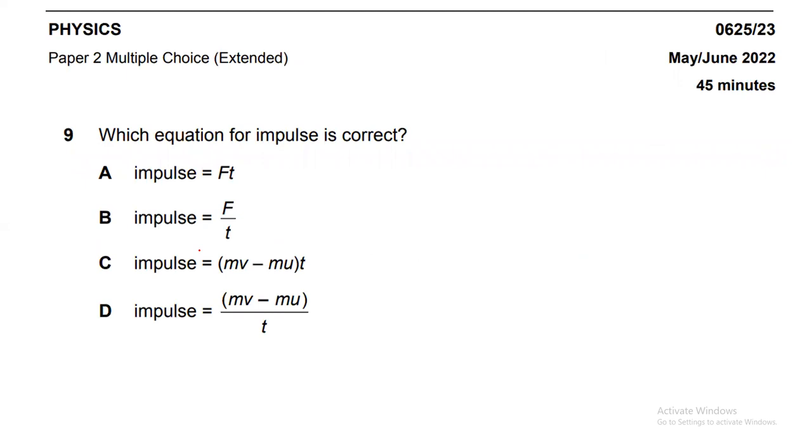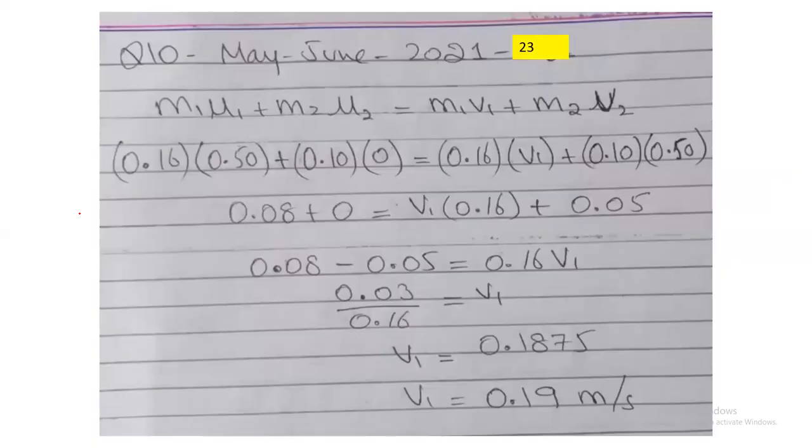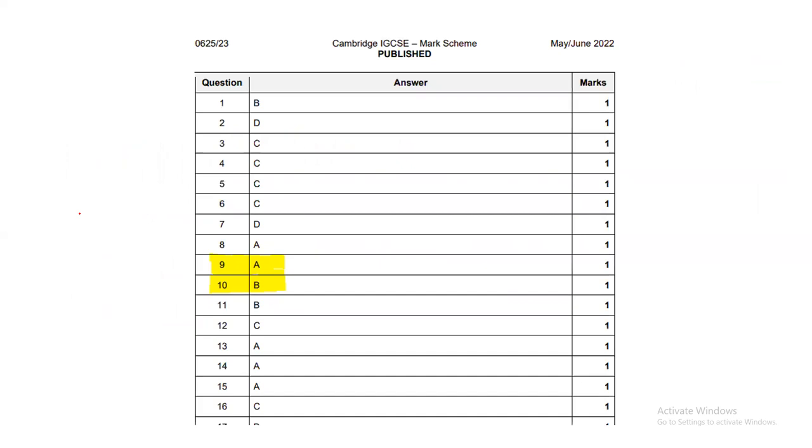Okay. So May-June 2022 2-3 paper, question number 9. He says, which equation for impulse is correct? Impulse is change in momentum, or impulse is equal to force multiplied by time. So I think this is the right option, sir. Question number 9, A is the option. Let's check. Question number 9, A is the right option, sir.